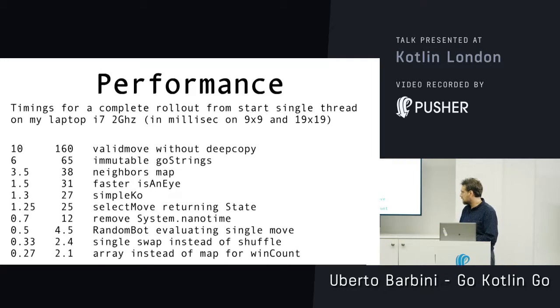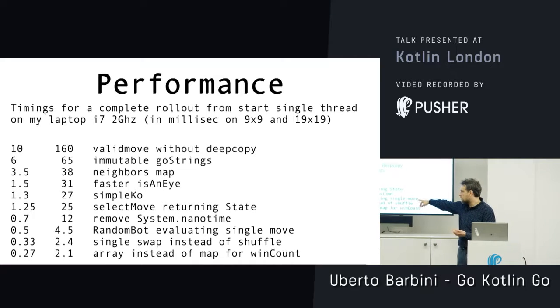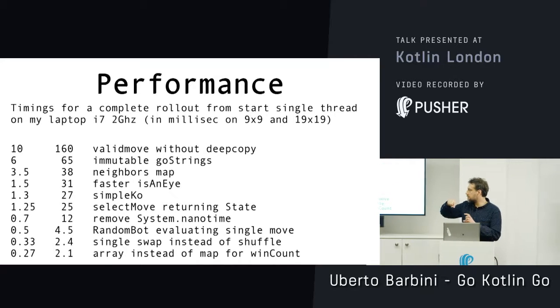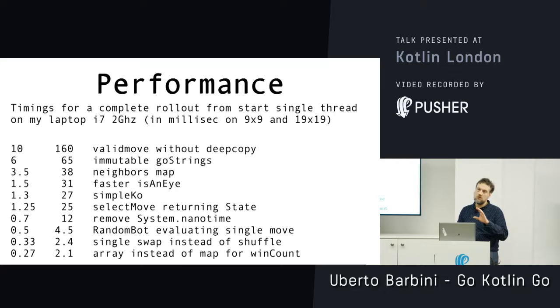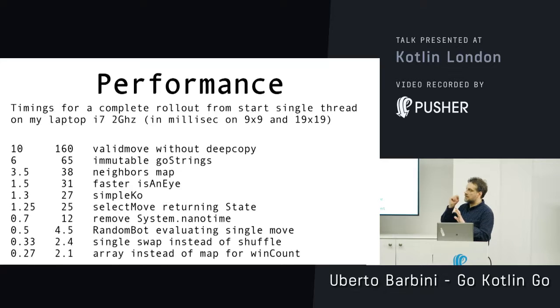For example, at the beginning the random bot, the one that plays randomly, was calculating all the possible valid moves and then just picking one at random. Instead, now it picks a random move, then checks if it's valid, and if it's not valid, it picks another random one. But this is much faster than calculating all the valid moves and then picking one at random.